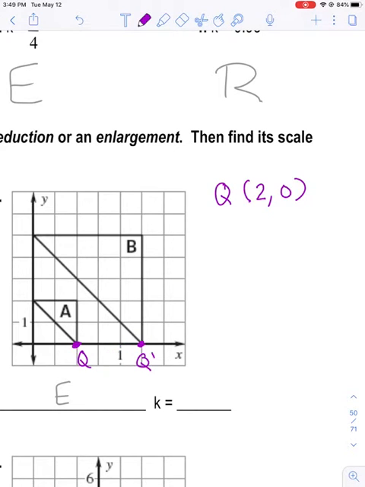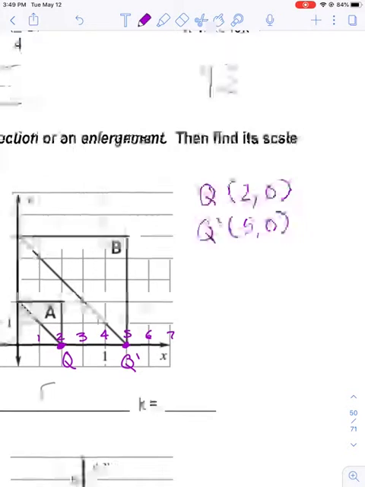It doesn't matter. You can do that as long as you're consistent with both. So if I rename it to be 1, 2, 3, 4, 5, 6, 7, that's fine. Because it's all ratio, it's all proportion, so it doesn't matter. And Q prime is at 5, 0. If I had not renamed it and I had used like 1/2 and 1 1/4, I'd end up getting the same answer. So it doesn't matter.